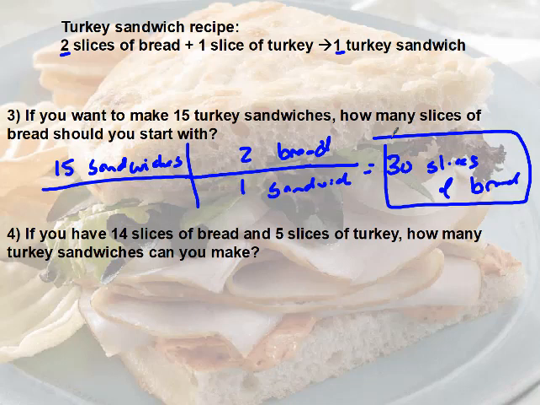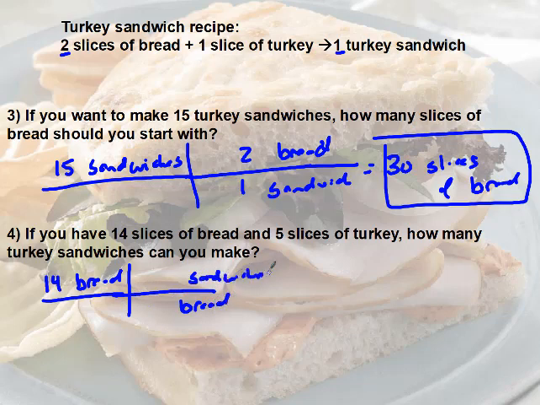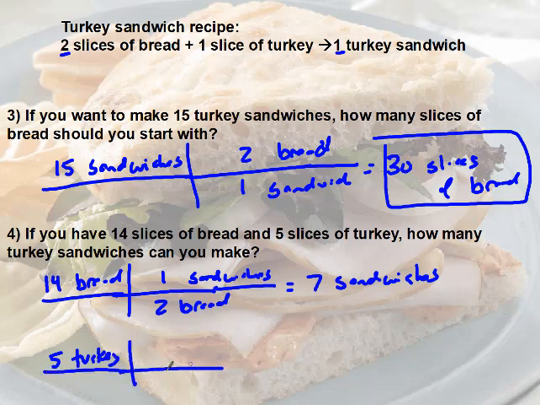Number 4 was a little tricky. We had 2 starting amounts. So what you should do when you have 2 starting amounts is do 2 of our charts. So first, I'm going to convert bread to sandwiches. 2 bread for 1 sandwich, so I can make 7 sandwiches with my bread. And then I have 5 turkey. And 1 turkey is needed for every 1 sandwich. So I can make 5 sandwiches.